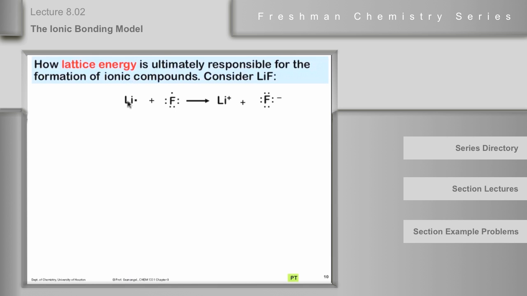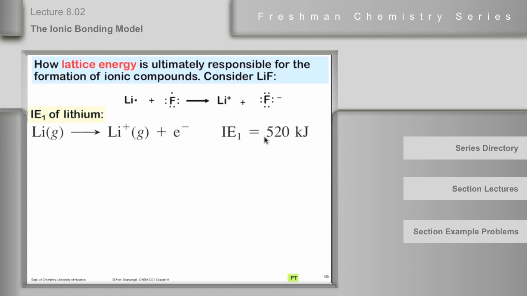Okay, so I need to try to prove this to you. The first thing I'm going to do is take the first ionization energy of lithium. We're going to see what the magnitude of it is. The first ionization energy, of course, is lithium in the gas phase, 1 mole, making lithium ion in the gas phase, 1 mole, and giving a mole of electrons, and that costs 1/2 megajoule. So that's a very endothermic process.